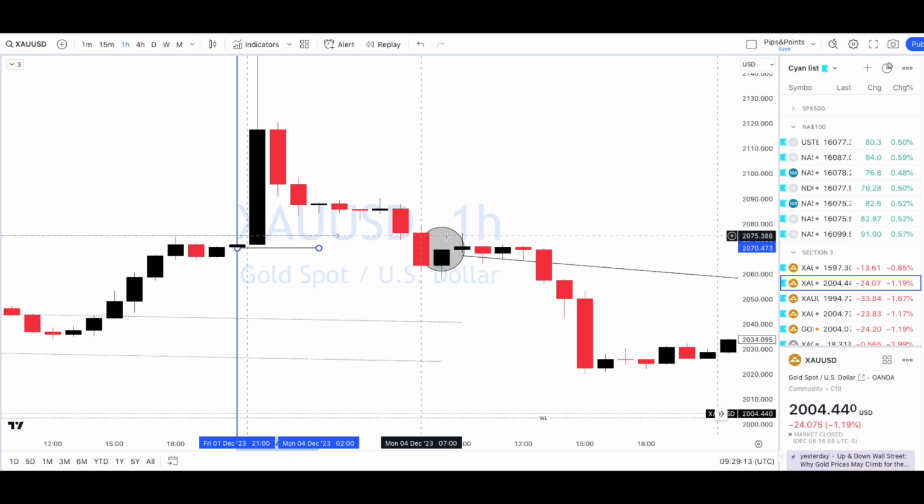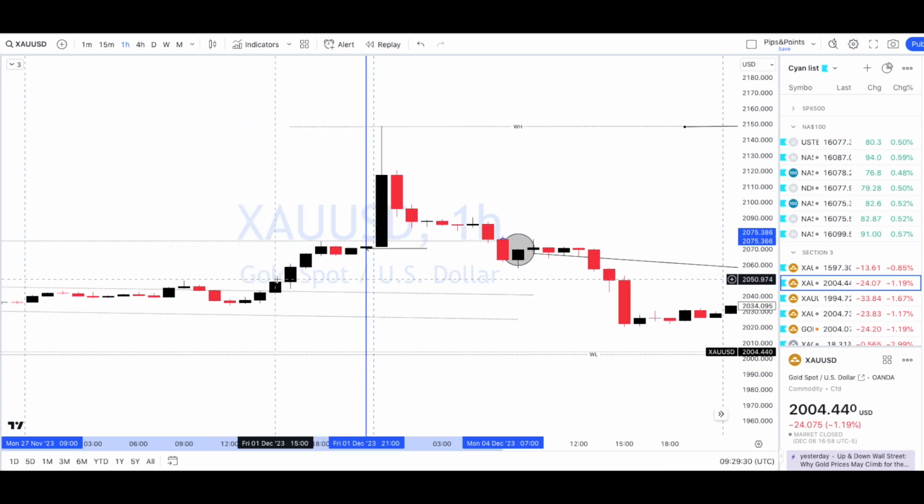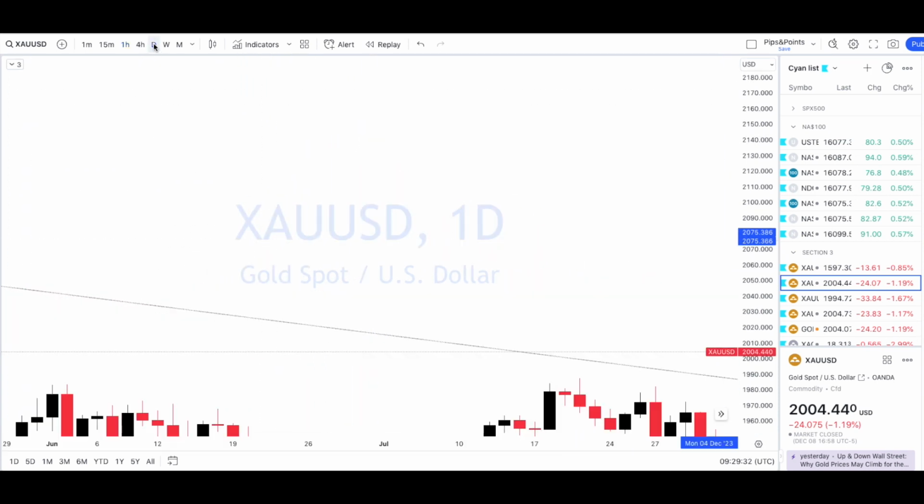So I jumped in with my sell right here. And the reason I took the sell was because price closed below the weekly high of the previous week. And the reason for that is, if we look at this on a macro level, we're just going to go to the day real quick.